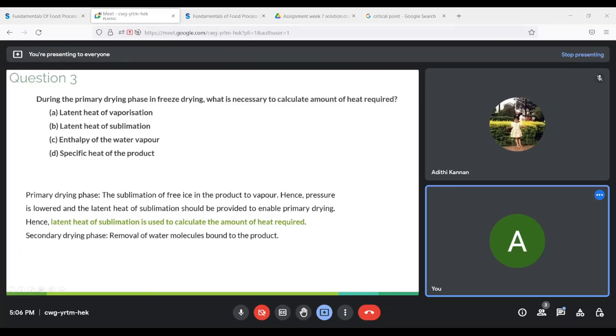So, what is the secondary drying phase? Secondary drying phase is the removal of water molecules that are bound to the product. The major difference between the primary drying phase and the secondary drying phase is that the primary drying phase needs to happen at a very low temperature. This is required in order to prevent the ice from turning into liquid. The moment your ice turns into liquid, it is no longer freeze drying. You will have to include evaporation as your procedure to remove the water. Here in freeze drying, sublimation is the process that is happening. Hence, you need to make sure that your ice is always frozen and always in solid state instead of melting into liquid. So, your primary drying phase always occurs at a very low temperature.